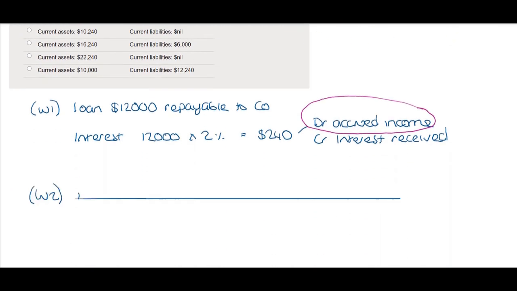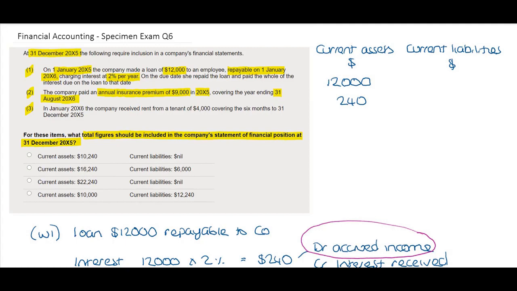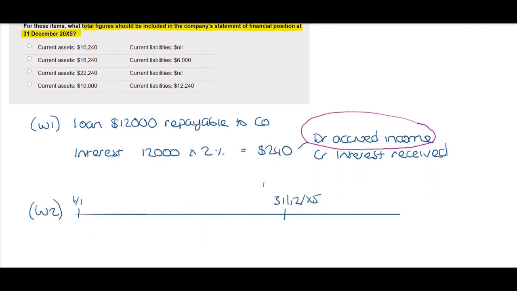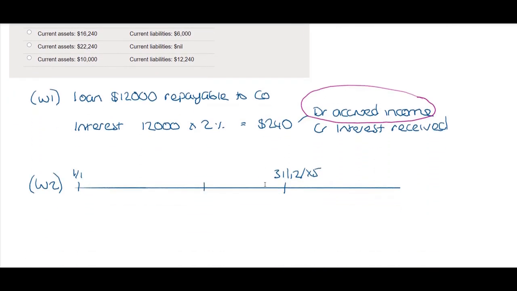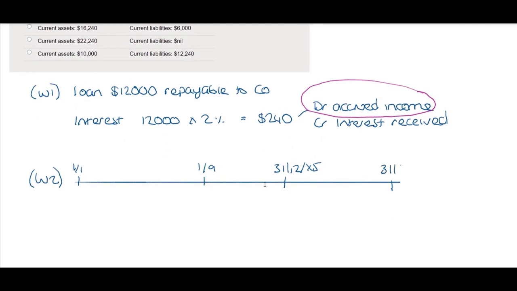We can see that our year end begins on the 1st of January and ends on the 31st of December, X5. What we're also aware of is that our insurance premium ran to the 31st of August 20X6. And so therefore, this premium ran from the 1st of September right the way through to the 31st of August after the year end. Our insurance premium therefore straddles the year end. From the 1st of September to the end of December is 4 months, and then after the year end from the 1st of January to the end of August is the remaining 8 months.